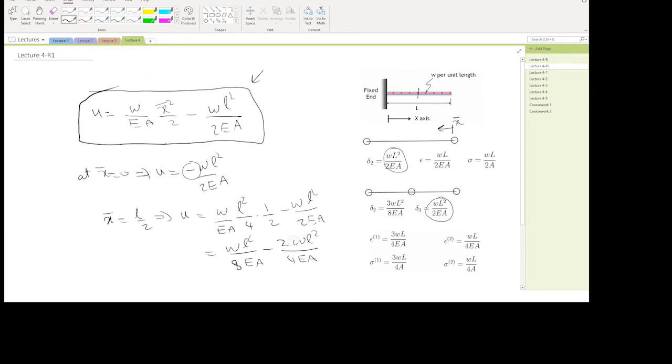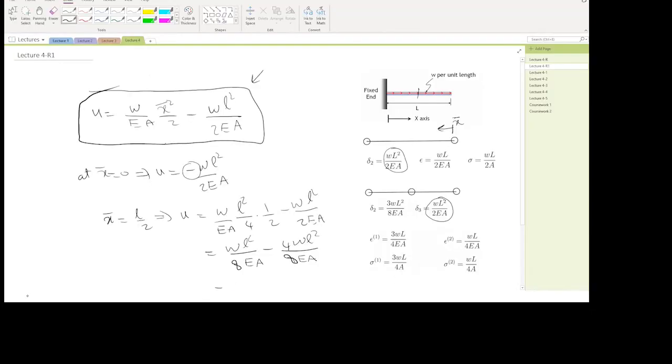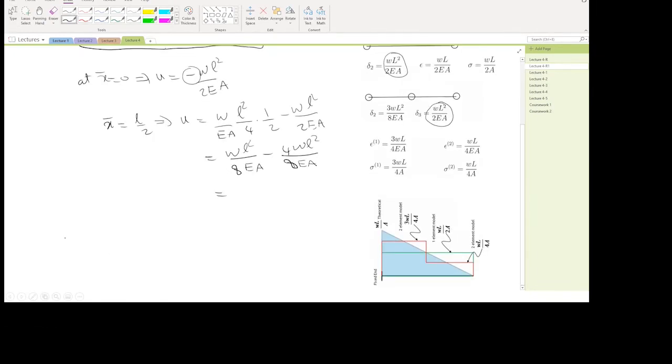And then you want to subtract half from 1 over 8. So this is going to be 4 divided by 8. So it is minus 4 plus 1, which is going to be minus 3 over 8 WL squared over EA.